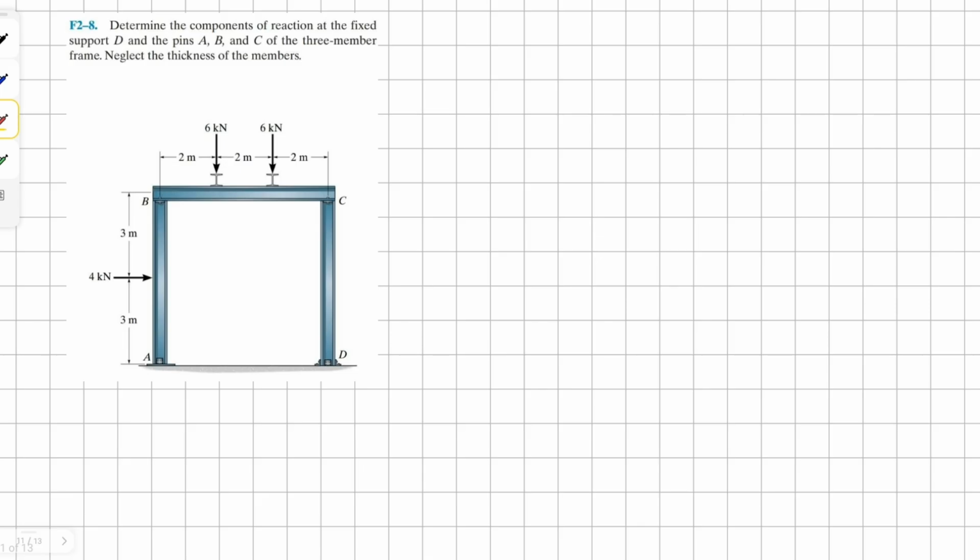For this problem, determine the components of reaction at the fixed support D and the pins A, B, and C for the 3-member frame. Okay, let's draw the free body diagram for all these. Let's start with member BC. Member BC, we have 2 point loads, 2 meters apart.